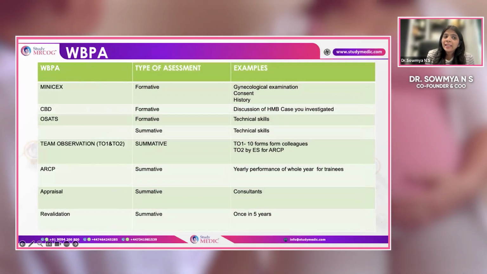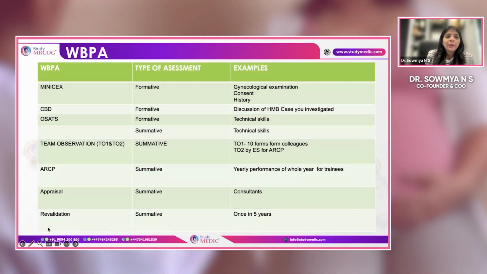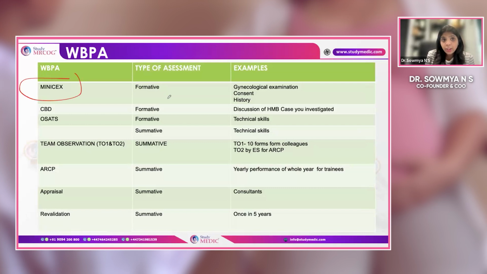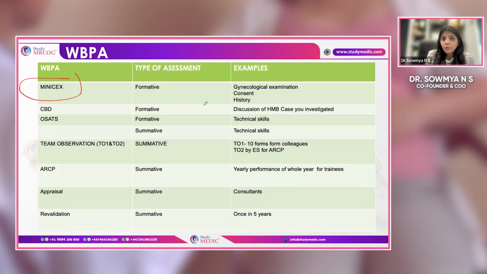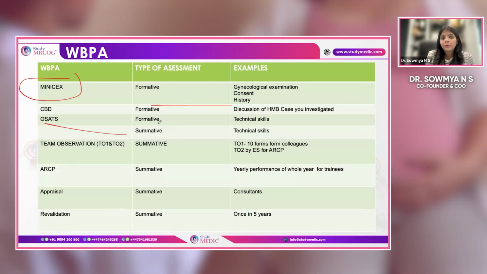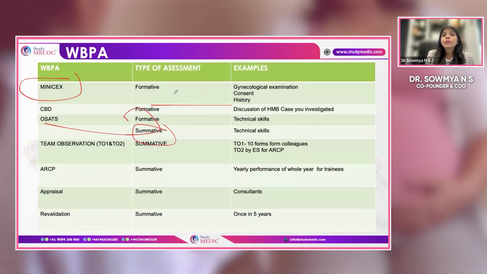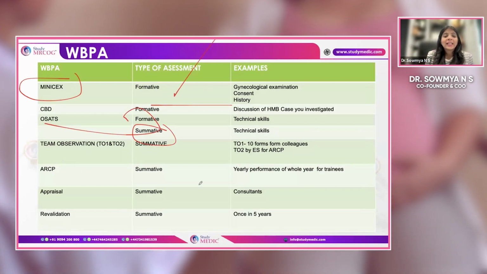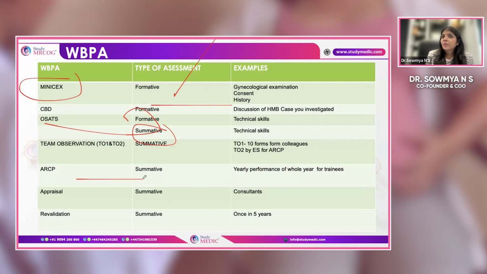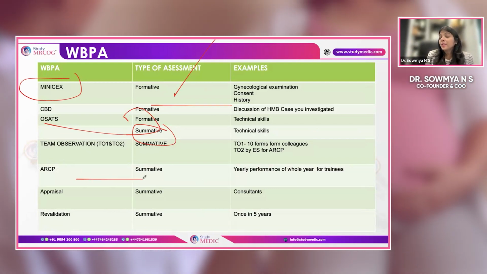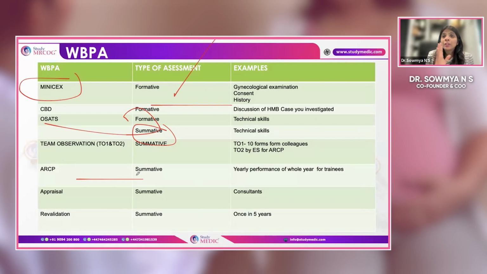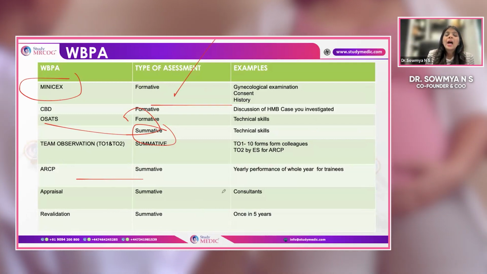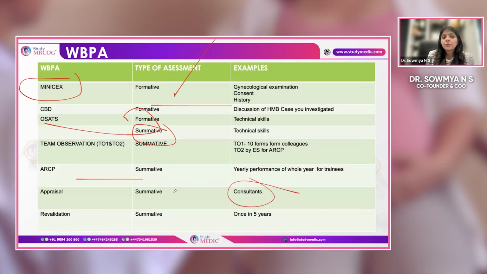This is important. Mini-CEX. All this plus breaking bad news will still be Mini-CEX, guys. You need to know that. Case-based discussion is formative, a discussion of the case which you did. OSATs are for technical skills, and could be formative or summative. Formative is friendly feedback to say you did this correct, you didn't do this correct. Summative is straight away giving fail or pass. ARCP is a yearly summative assessment which every trainee has to go through. That's what I said, the outcomes 1 to 6. Appraisal is for the consultants, which they need to do for summative.